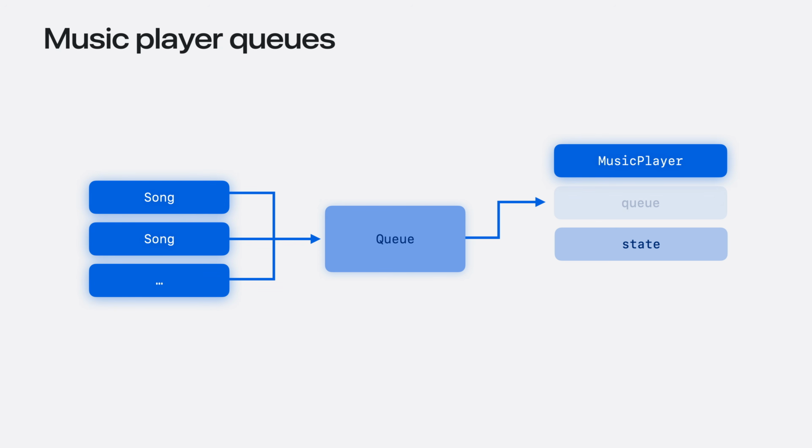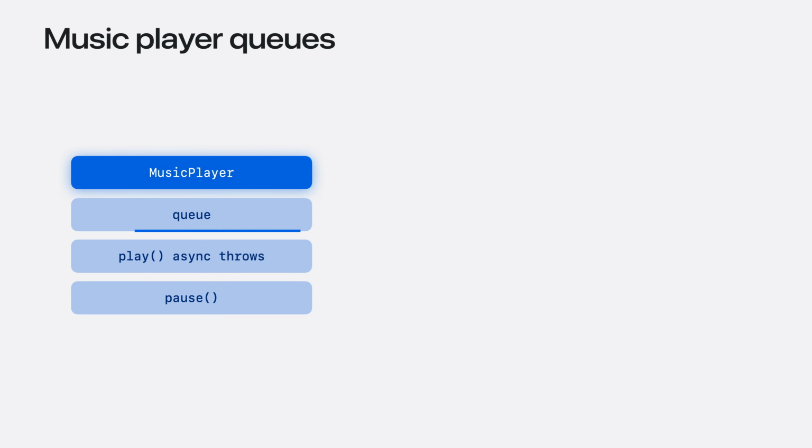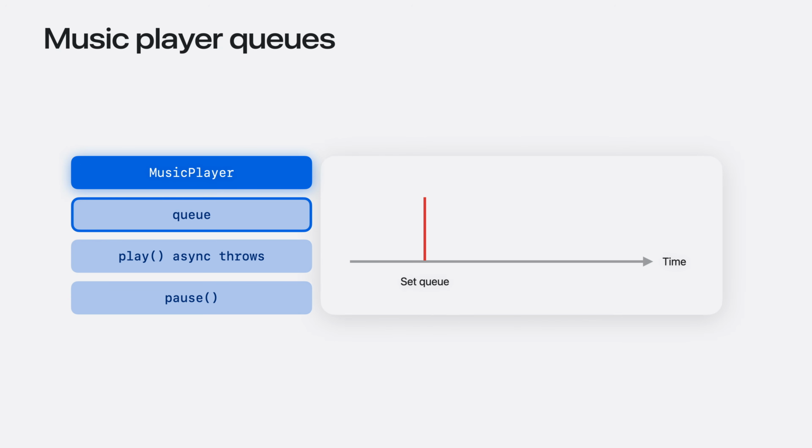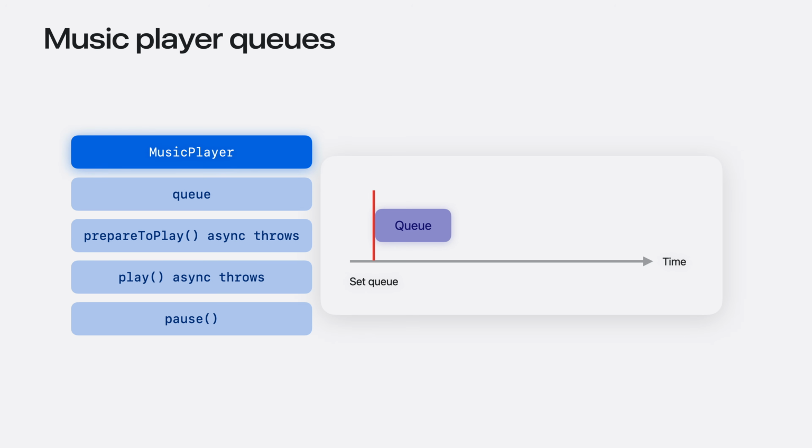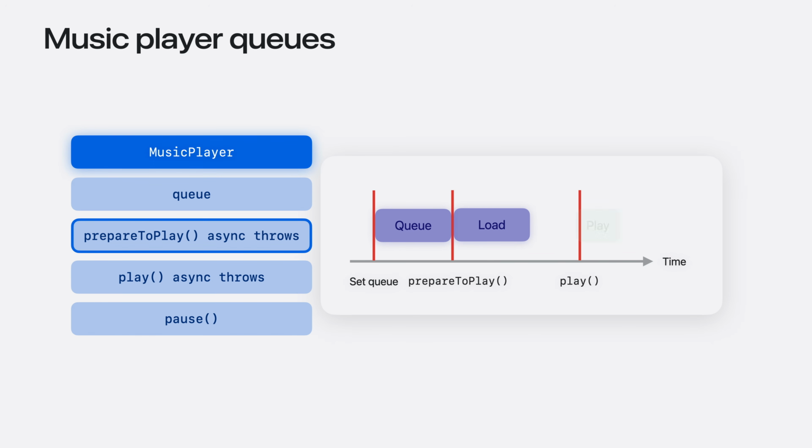To start playing, call play on the music player. To stop playing, call pause. First, the music player loads the queue. Then, the music player has to load the audio assets before the player can output music. This may take a bit of time. If you know ahead of time what to play, buffer the music player using Prepare to Play. This reduces the amount of time needed to output music when you call play.